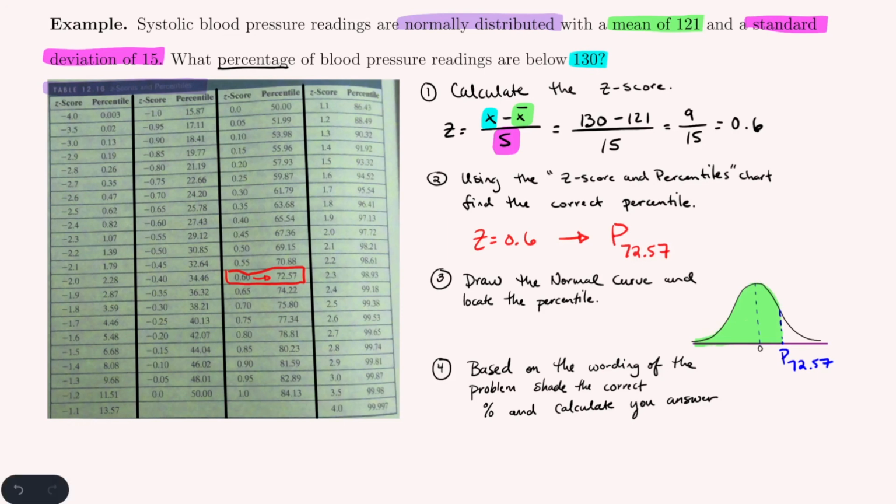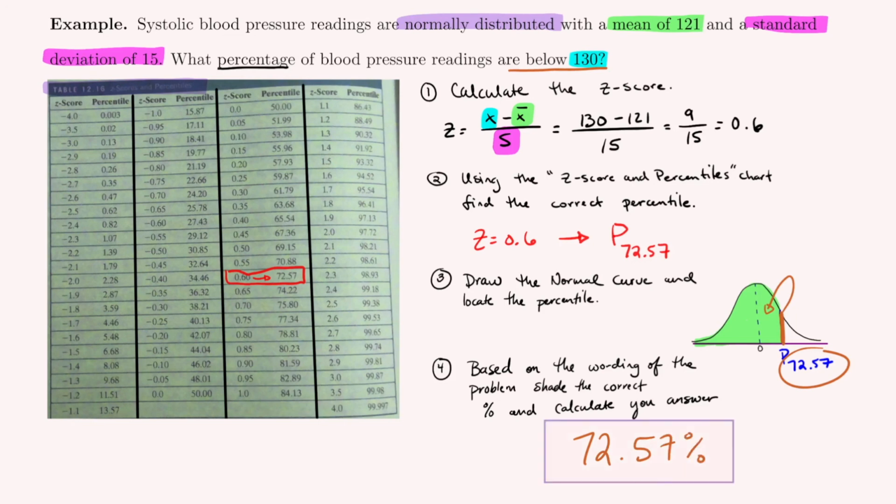So now for step 4, we go back to see how the problem is phrased. We cared about readings below 130, at this point is the value for 130, which has been changed to the z-score of 0.6. So to be below is to the left. And it asks how many percent are less than that? Well, we know all the values to the left comprise 72.57% of all data values.